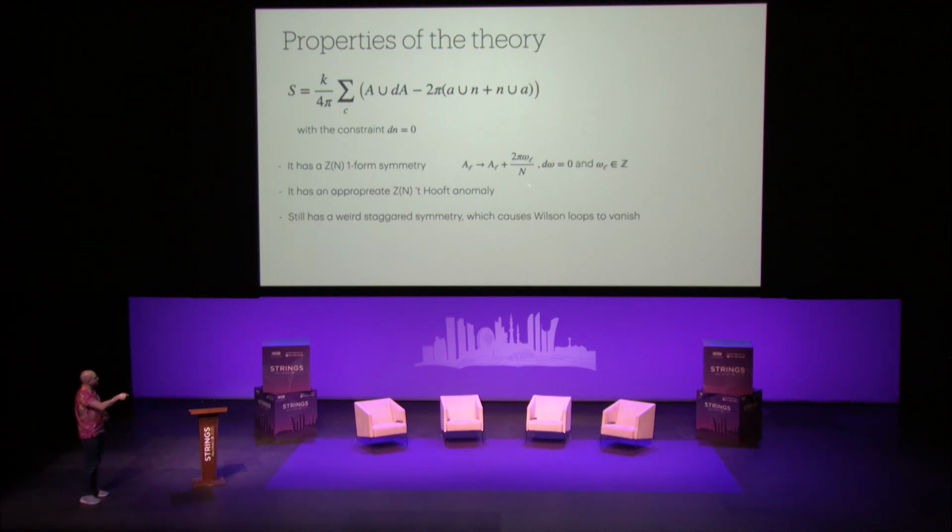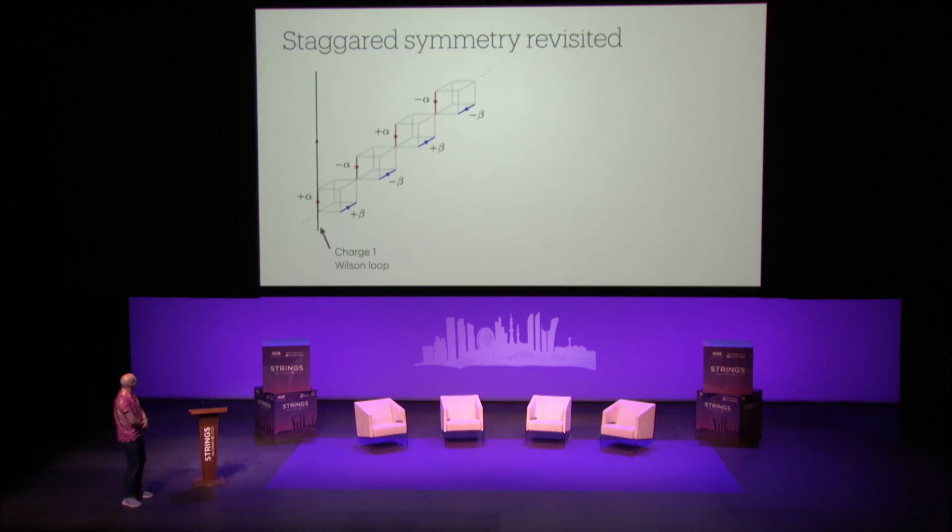So as Shu-Heng mentioned, this is not always easy to do on the lattice, but in this case, it drops out. Now, it still has a staggered symmetry, which causes Wilson loops to vanish. So we have to address this. And this is the last bit that really needs comment. So as I said, a charge 1 Wilson loop like that, a straight one, which, for example, is charged under the Z_k one-form symmetry, vanishes by the fact that there's this exact symmetry, which is not spontaneously broken.